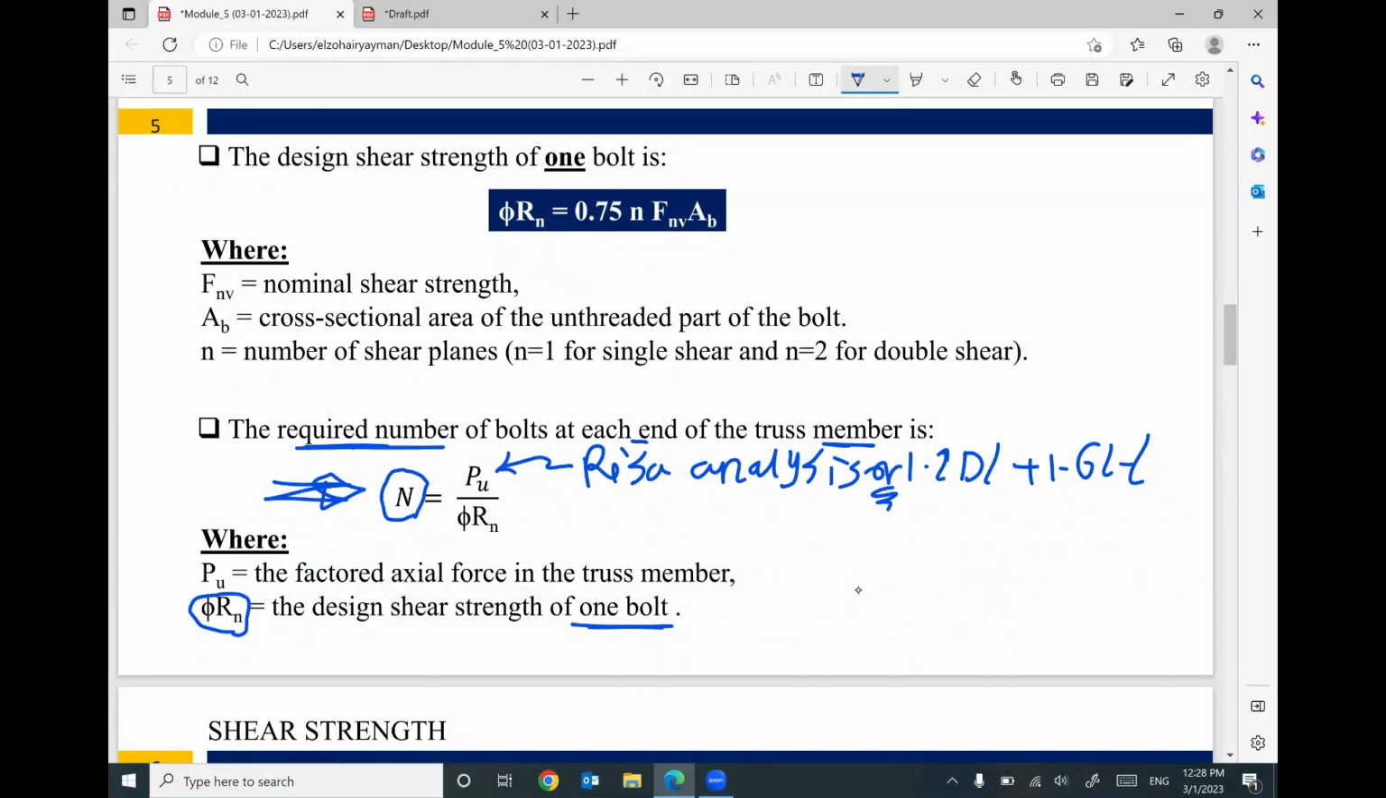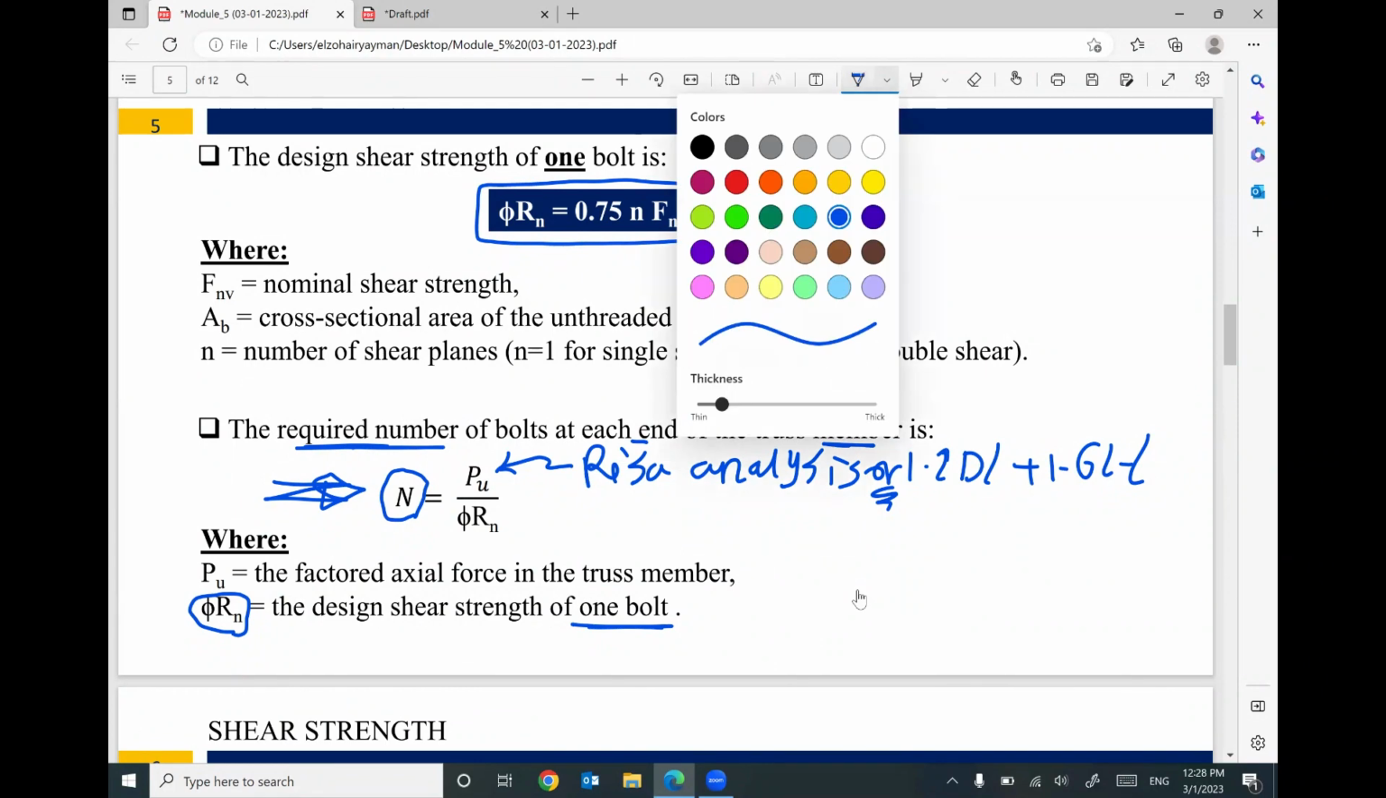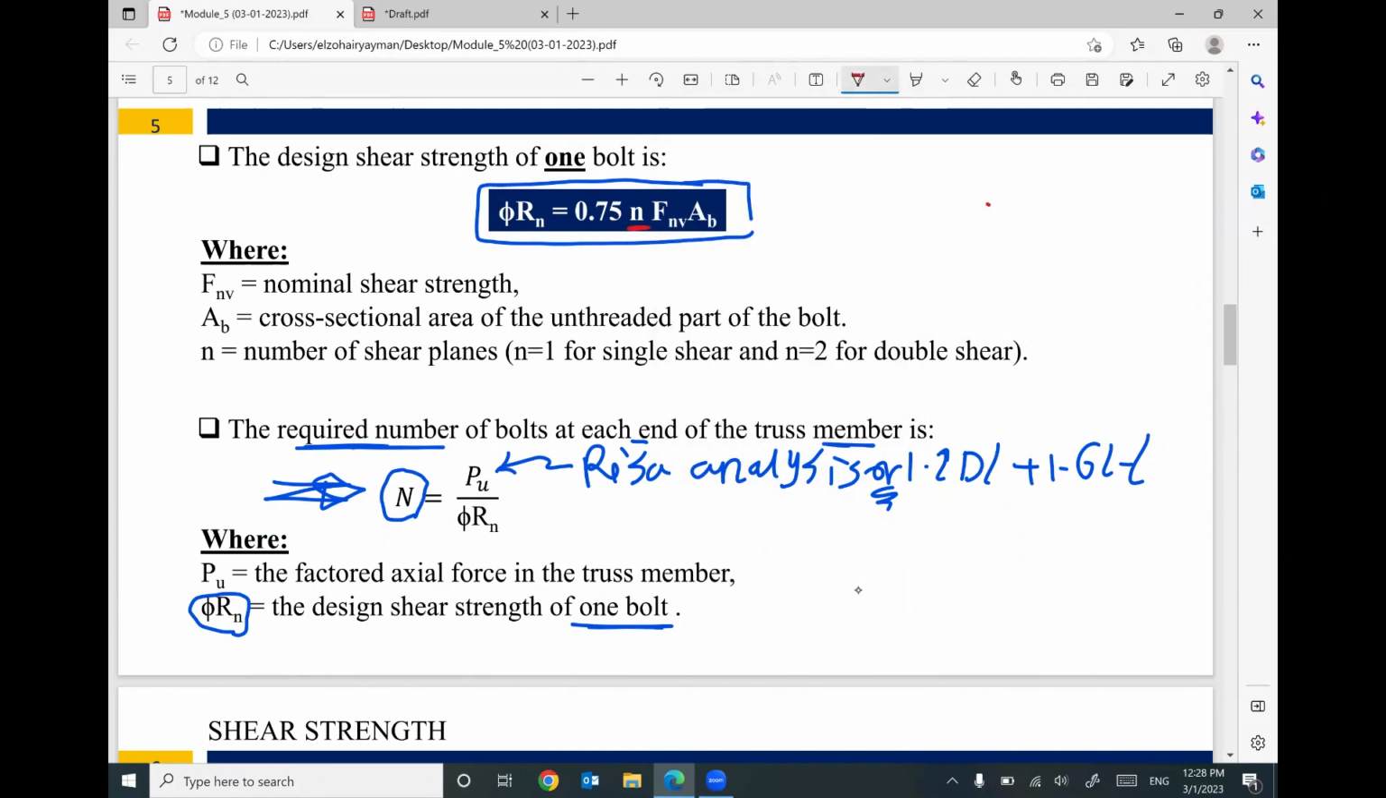What about phi Rn, which is the design shear strength? We have an expression here. Phi Rn equals 0.75 N Fnv area bolt. So we have three terms. Let me talk a little bit about each. The first term, N, is the number of shearing planes.